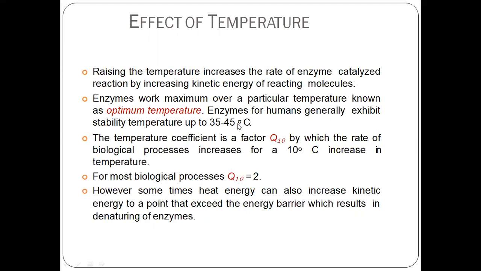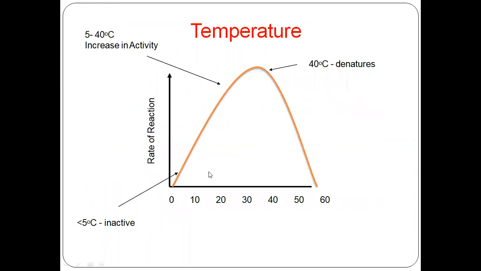So every enzyme is stable at a particular temperature, and every enzyme will have a temperature at which it has maximum activity. That temperature is known as the optimum temperature. Let us see by taking an example.